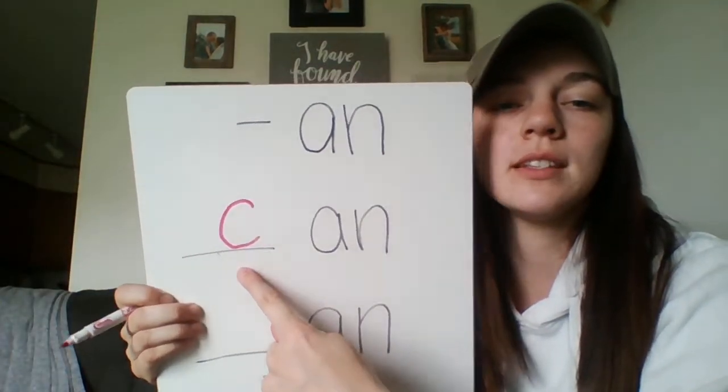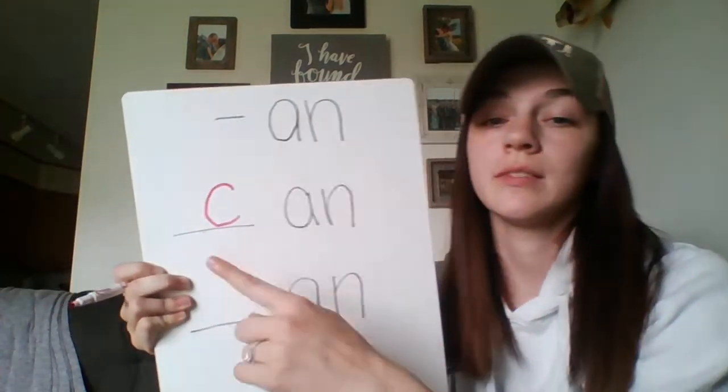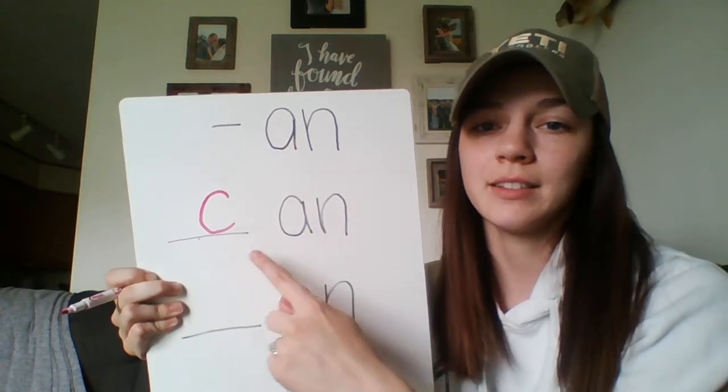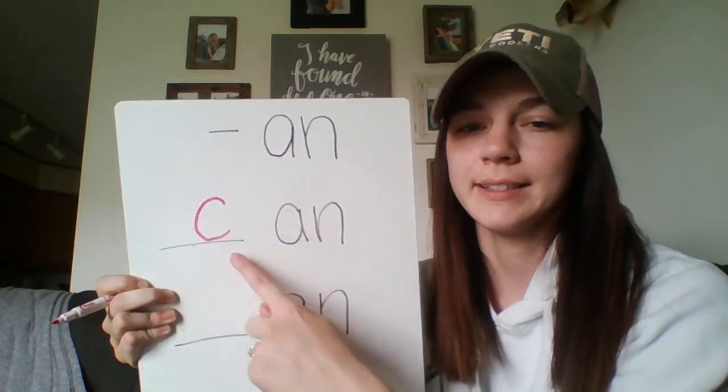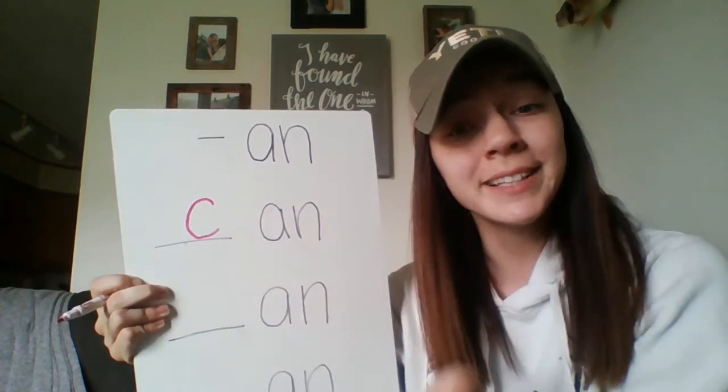All right, so here we have C. C makes the k sound. So let's add k to the an ending. K, an, k, an, can. Can. So it makes the word can.